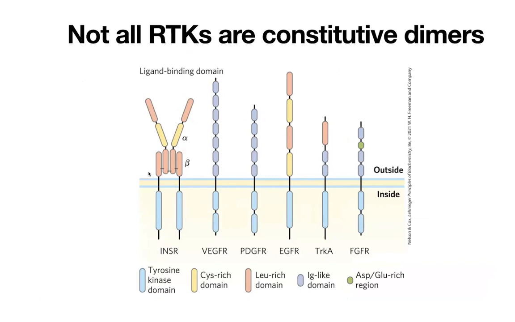It's going to act as a constitutive dimer. So it's always a dimer, but it's not active. On the other hand, we have other sorts of receptor tyrosine kinases that are going to be monomeric, and then only upon the binding of a ligand do they come together. So with our insulin receptor, the binding of a ligand activates it, but it doesn't cause the dimerization. It's already a dimer. But with these other ones, binding of a ligand causes the dimerization and then the activation.